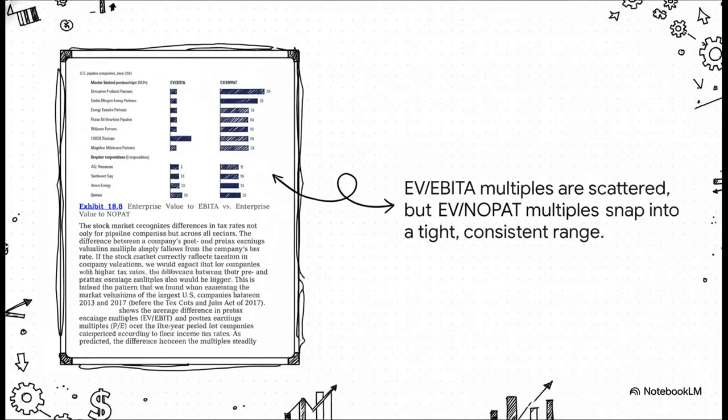And check this out. It's a perfect example. We're looking at U.S. pipeline companies. Now, some of them are regular corporations that pay corporate tax. Others are what's called Master Limited Partnerships, or MLPs, which is a structure that doesn't pay corporate income tax. If you use EV/EBIT, their multiples are all over the map. But the moment you switch to EV/NOPAT, they snap right into this tight, consistent line. The underlying value is the same the whole time. You just needed the right lens to see it clearly.